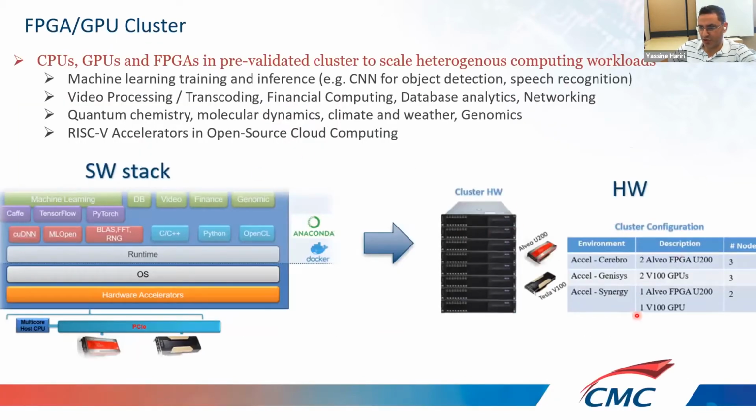It's multiple nodes. We have nodes that feature 2 FPGAs. We have nodes that feature 2 GPUs. And we have some nodes that feature 1 FPGA, 1 GPU. And these are the latest FPGA and GPU today. The GPU is a V100 Tesla, and the FPGA is the Alveo U200, and a complete software stack to do machine learning or deep learning using TensorFlow, Caffe, PyTorch.